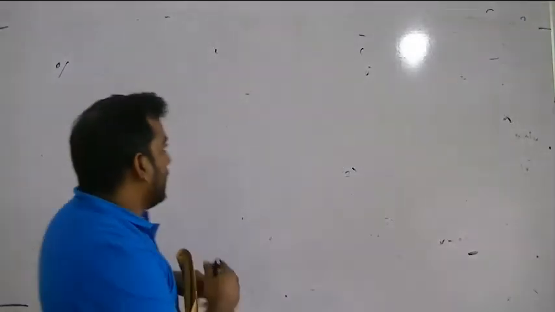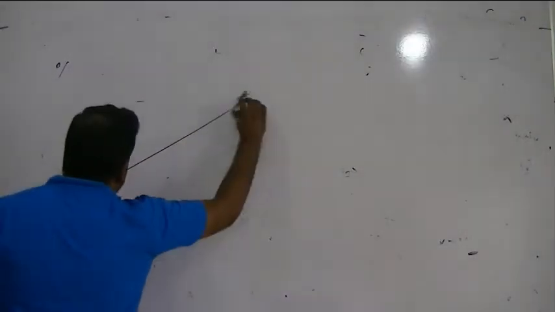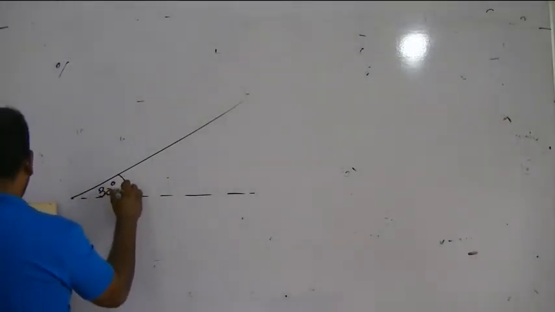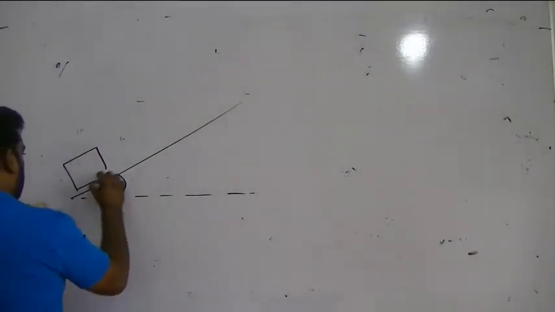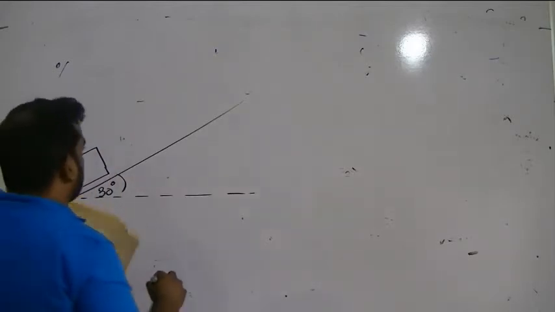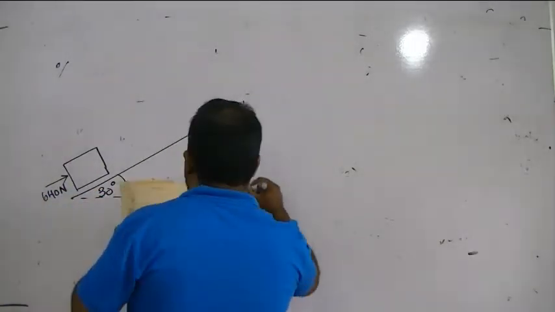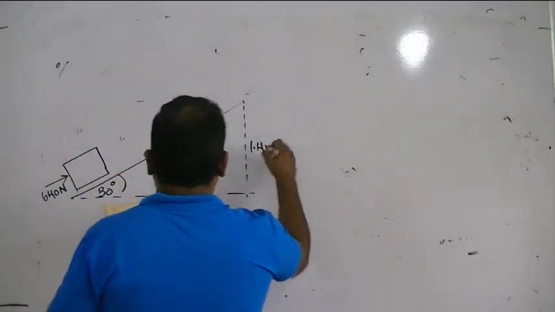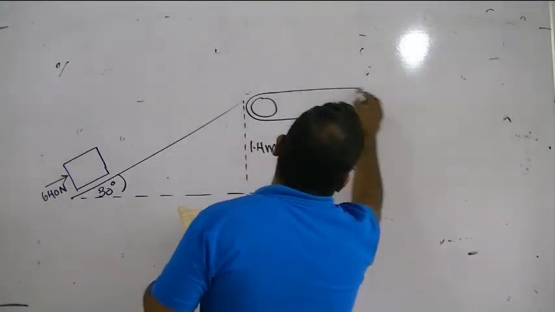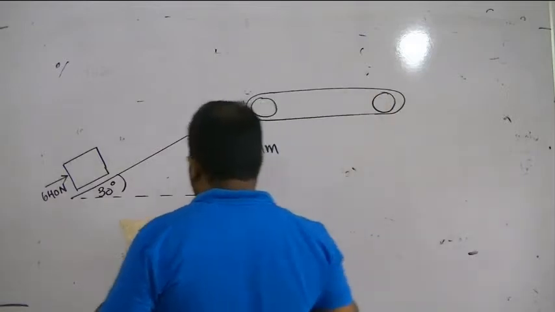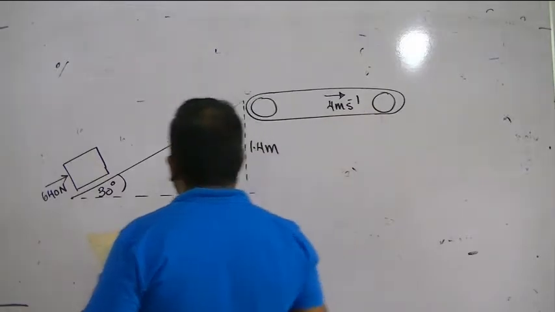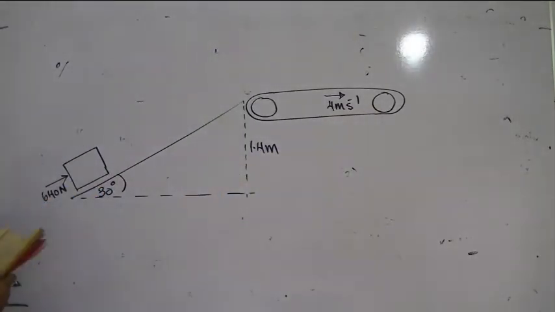Okay, right. So they have given you a simple apparatus. There is an angled surface. There is an object here, and there is a force of 640 newtons applied. Here 1.4 meters, and there is a conveyor belt connector. The belt is traveling at a speed of 4 meters per second.